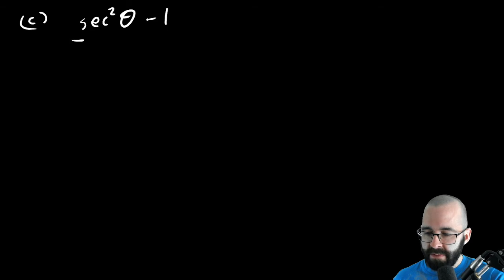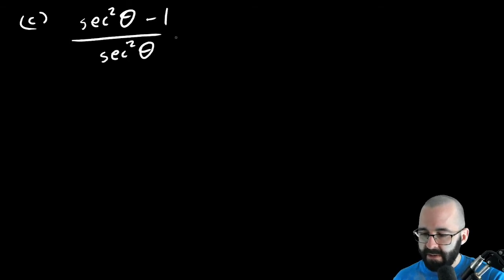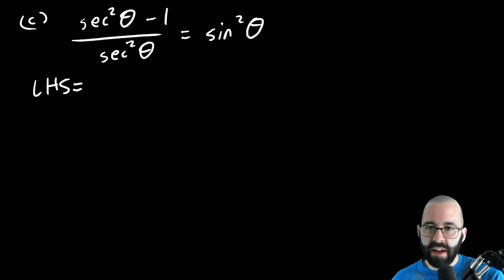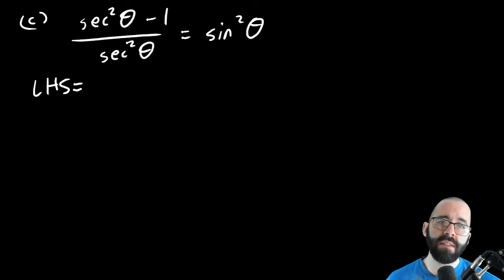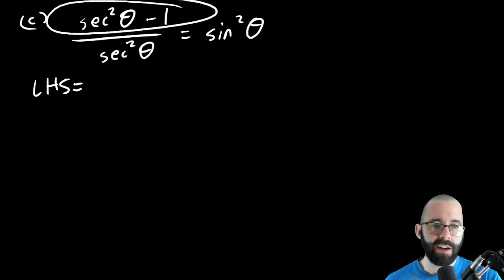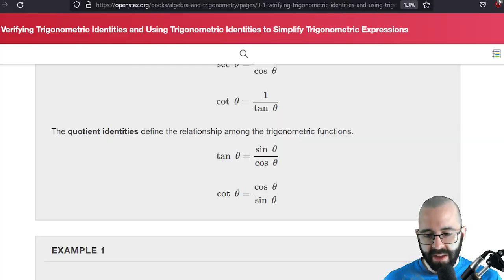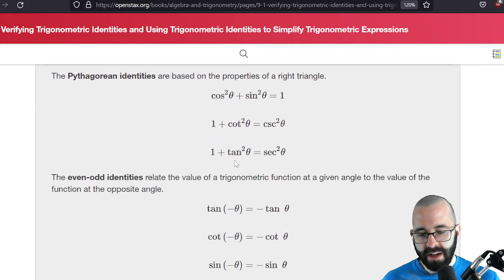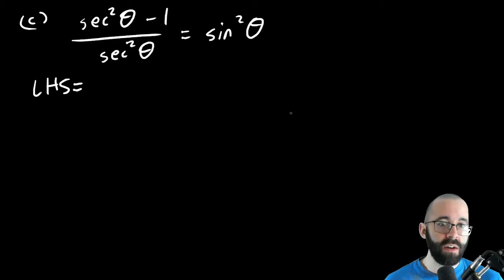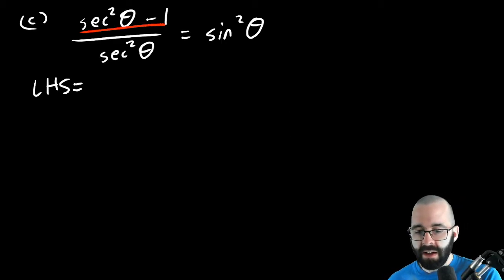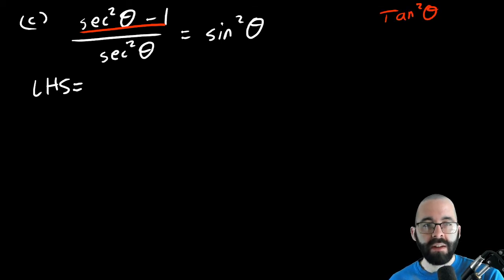Secant squared of theta minus 1 over secant squared of theta equals sine squared of theta. Again, we're starting with the left-hand side. Left-hand side's messier. Now, I think there's kind of two ways that make sense to approach this. This looks similar to a Pythagorean identity. All right, secant squared of theta minus 1, is that one of our Pythagorean identities? Scroll to the top. Secant squared minus 1 is tangent squared. So we could just say, that's tangent squared of theta.